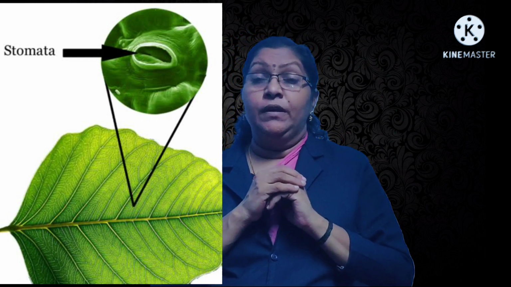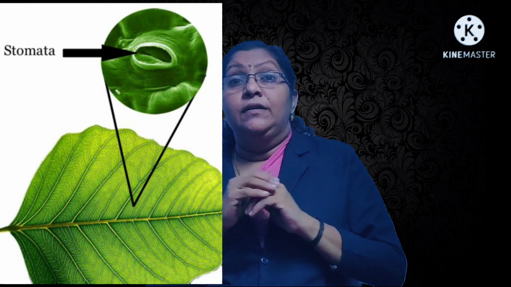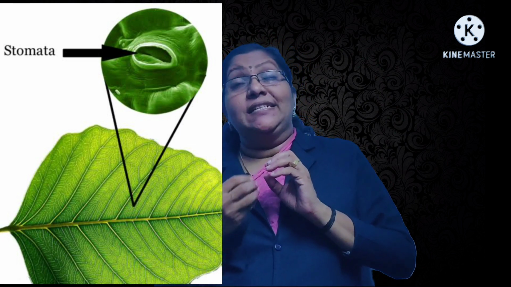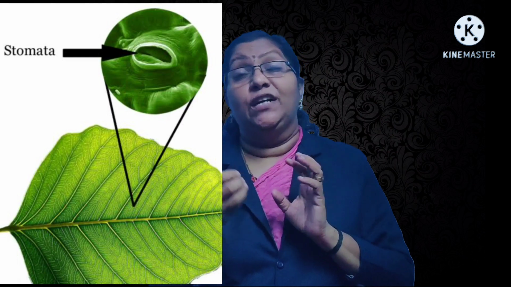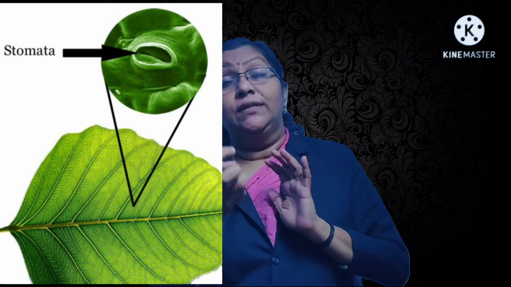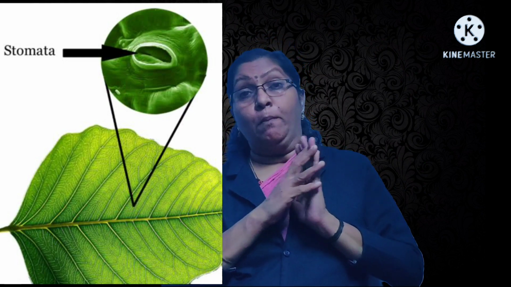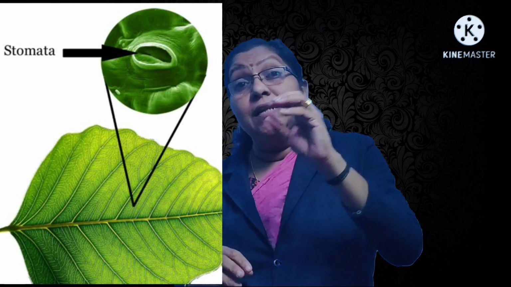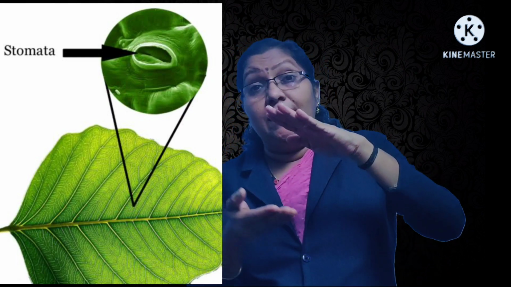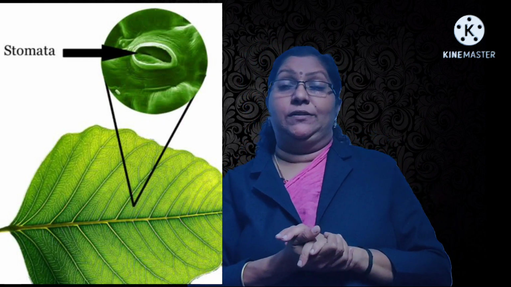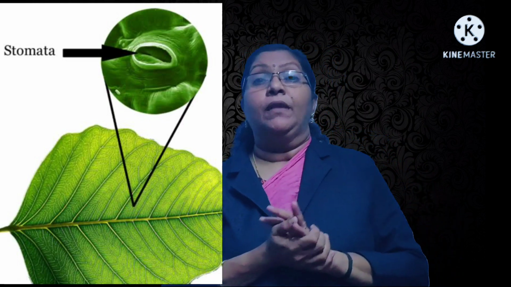And also, the excess amount of water is lost in the form of water vapor through these stomata, through the small openings or pores. In a leaf, a large number of stomata can be seen on the lower surface of the leaves.